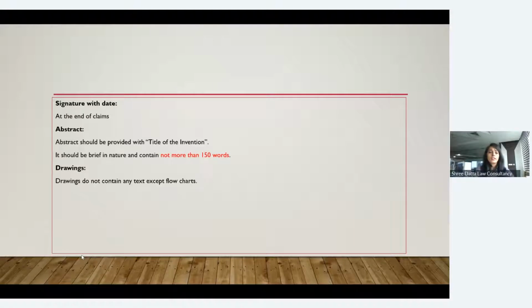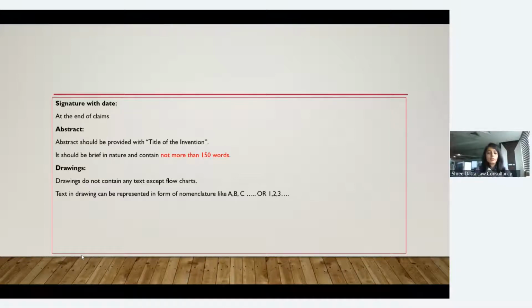Then the drawings. Drawings should not contain any text except in flowcharts. If any flowcharts are there, in your case you need not prepare the drawing sheet because they may not ask for that. And if they are asking, then you have to keep the format: how the drawing sheet will be, how much margin there will be, and what you should write in the top left corner, top right corner, and bottom corners. You can just mention that in form 2. That is also enough because it is not possible to draw the whole drawings there, right?